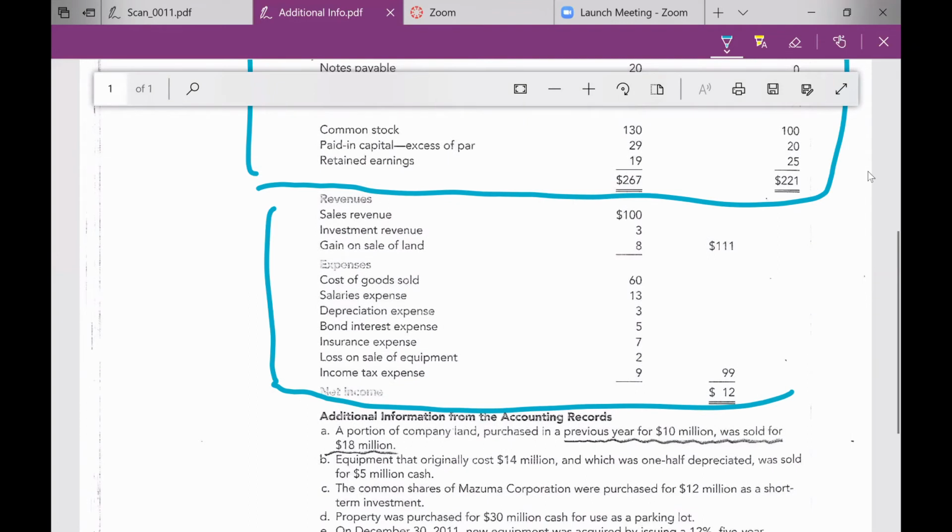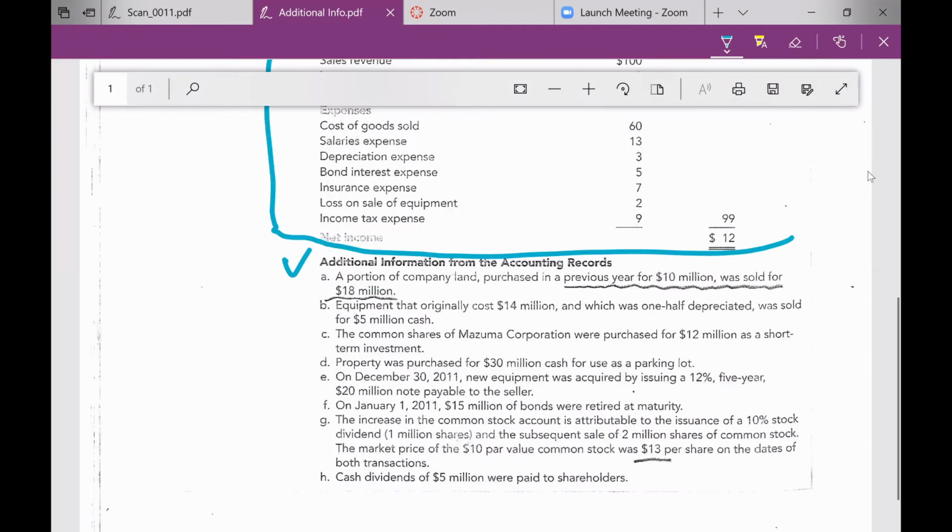Additional information A is that a portion of company land, purchased in the previous years for 10 million, was sold for 18 million. You can see that information, right? The land was previously purchased for 10 million. Now it's sold for 18 million. So you have a cash receipt, right? You receive cash from the sales. So this is your land you purchased, then you sold, you receive cash.